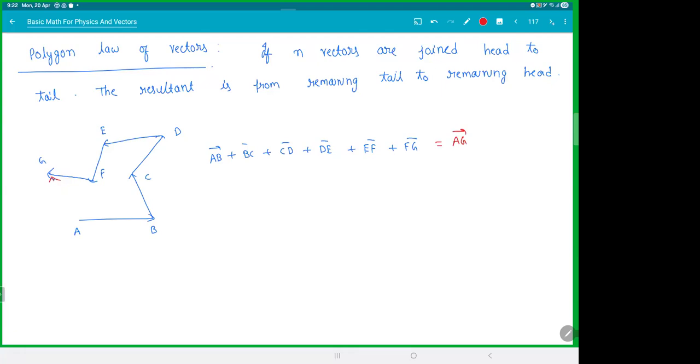So if you just add n vectors, you take the resultant from the remaining tail to the remaining head. So it's an extension of the triangle law. In triangle law, you dealt with 3 sides. Here you can deal with more.